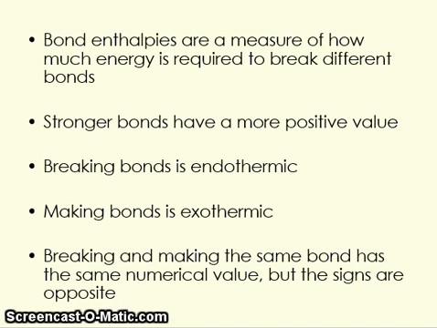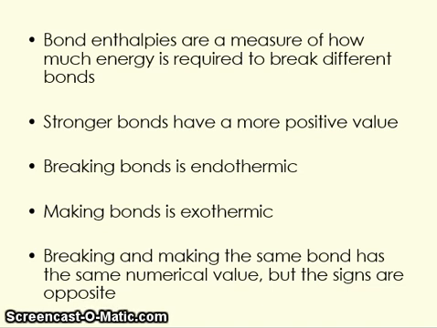Now remember, breaking bonds is endothermic, so that's going to require energy. And if you make bonds, that's exothermic, so you're going to give out energy. So if you break a bond, and then you make the same bond, it's going to be the same amount of energy that's involved. It's just that the signs are going to be opposite. So you remember from previous lessons, if you're giving out energy, that's exothermic, that's going to be a negative sign. So if you're making bonds, then it's going to be a negative enthalpy. If you're breaking bonds, that's going to be a positive enthalpy, because you've got to take in energy from the surroundings.